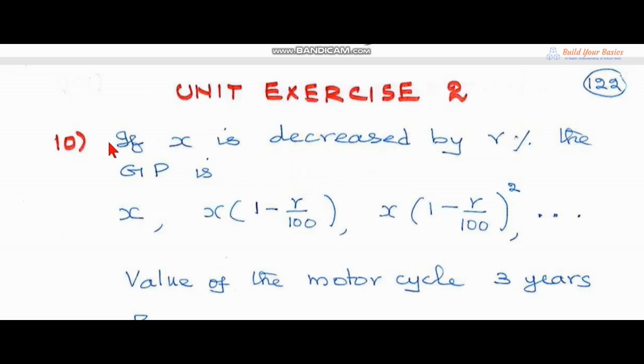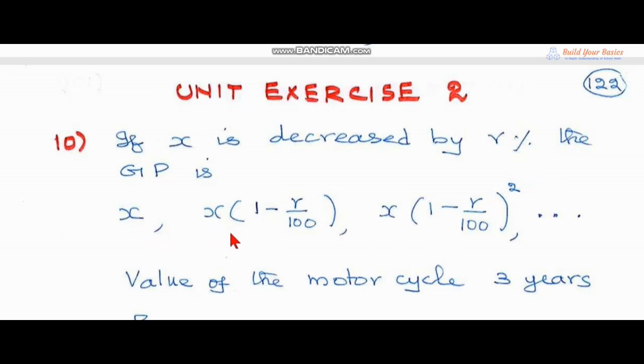Now let us start. If X is decreased by R%, that is if X is depreciated by R%, the GP is X, X into 1 minus R by 100, X into 1 minus R by 100 whole square, and so on. If it is appreciation, then we have plus here. Now it is decreasing, depreciation, so we have minus. So what is the GP for depreciation? X, X into 1 minus R by 100, X into 1 minus R by 100 whole square, and so on.